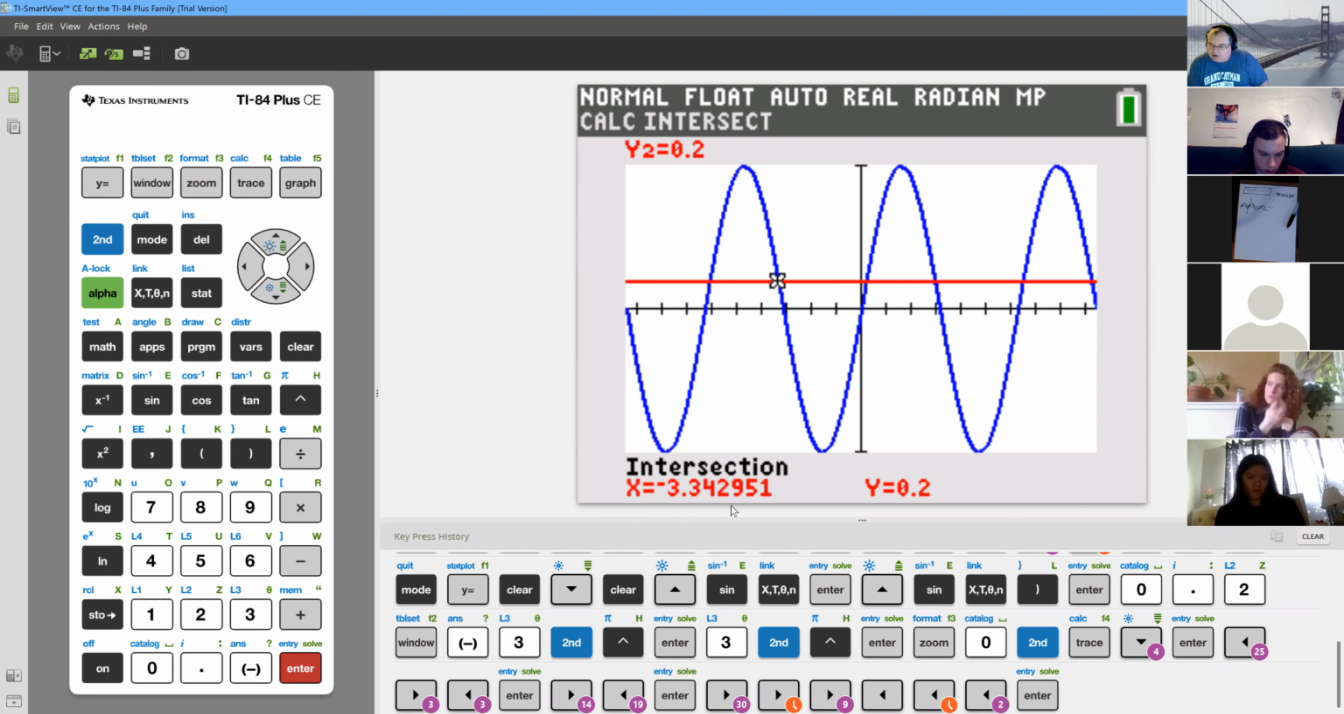That makes sense? So you're going to use your calculator to solve a trig equation. So you don't need a unit circle. You don't need to do any algebra at all. First guy equals second.